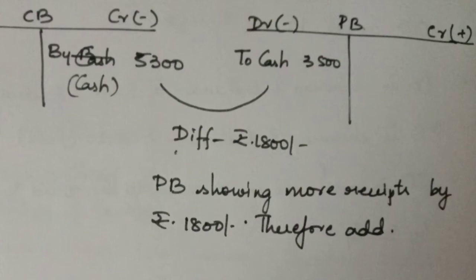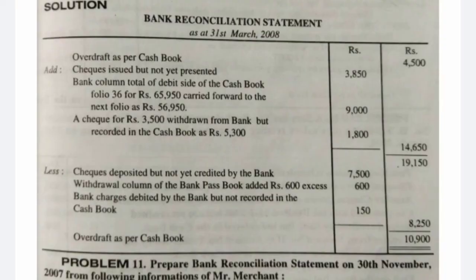In your textbook solution, it is not over. In the beginning of the solution, they have given overdraft balance as per cash book, that is 4,500. But it is overdraft balance as per passbook. Please rectify it, okay? I forgot to tell in the beginning of the question. So the next one is, okay, good.